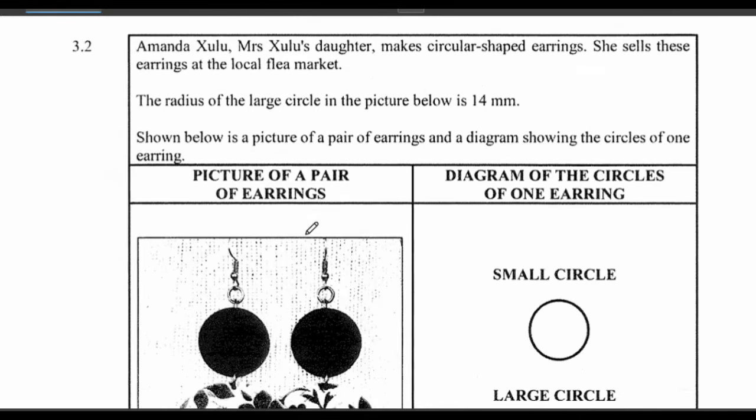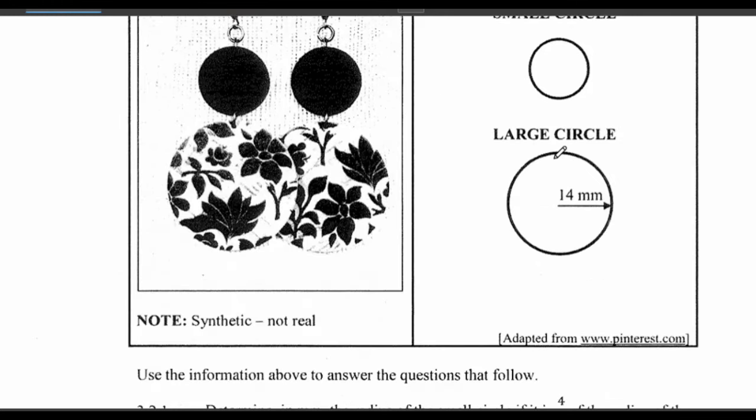Question number 3.2. Amanda, Mali's daughter, makes circular shaped earrings. She sells these earrings at a local flea market. The radius of the large circle in the picture below is 14 millimeters. Shown below is a picture of a pair of earrings and a diagram shows the circles of the earrings.